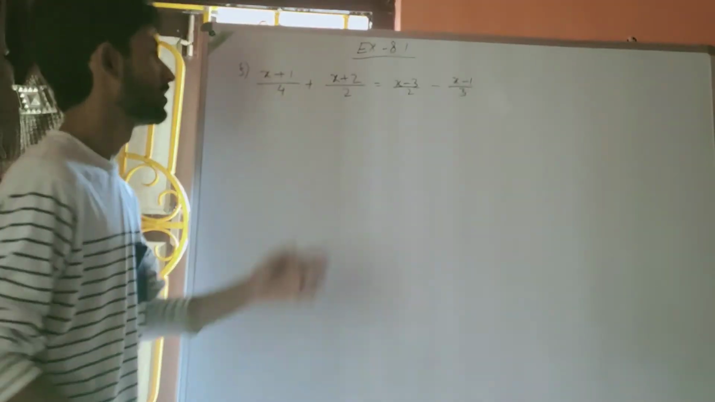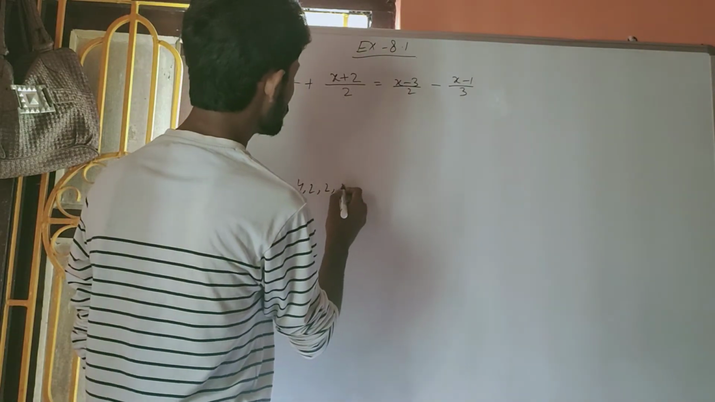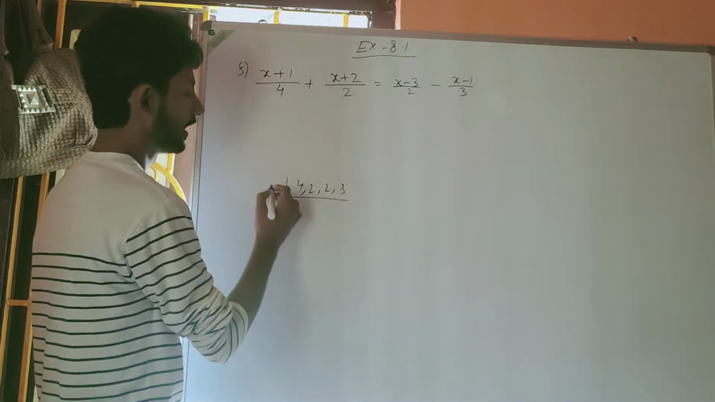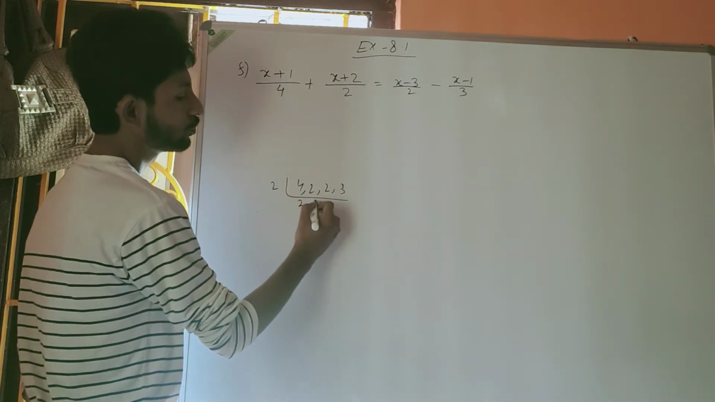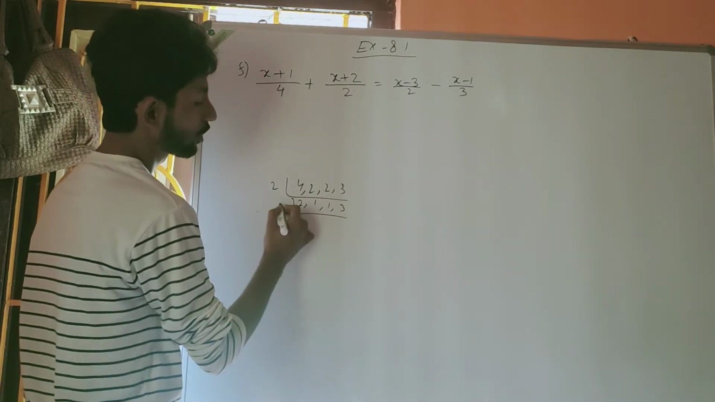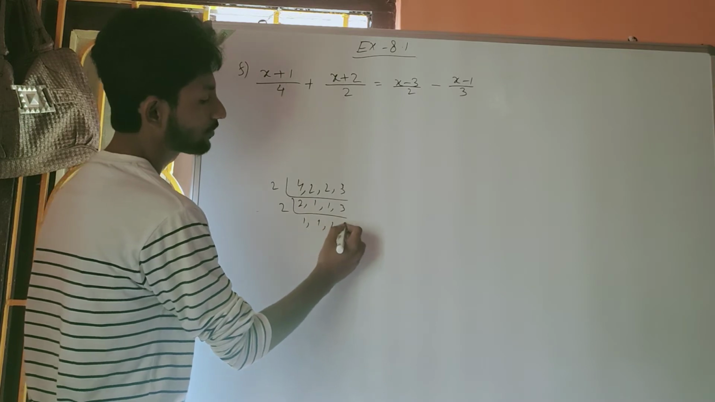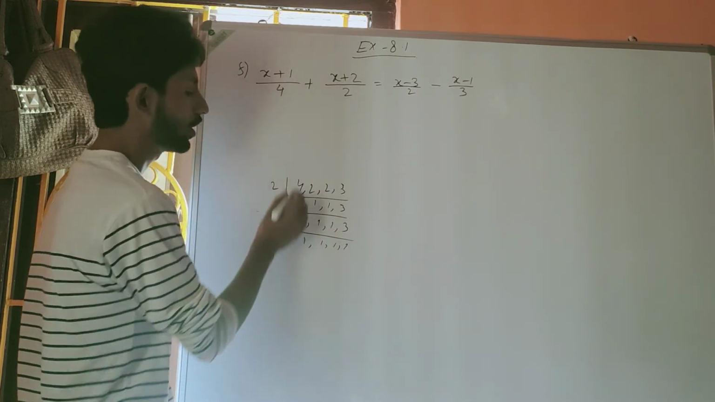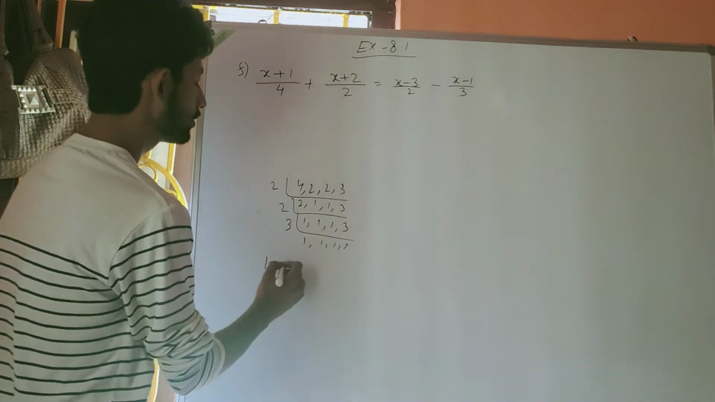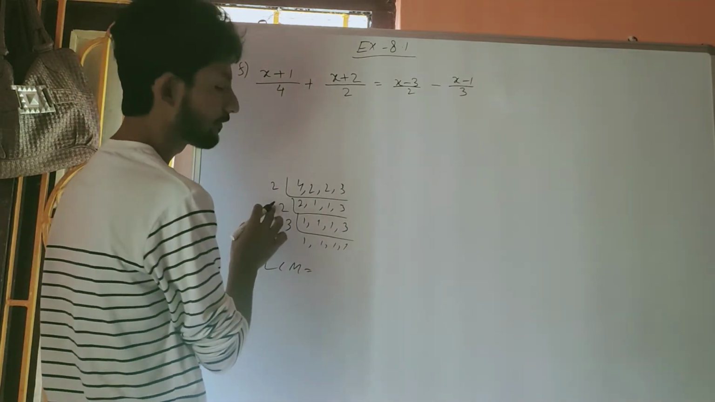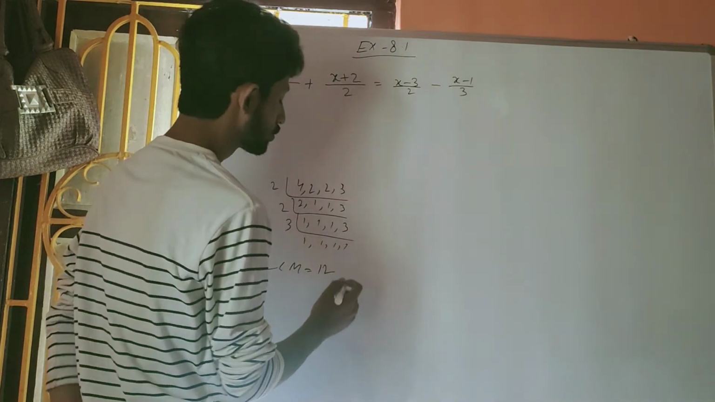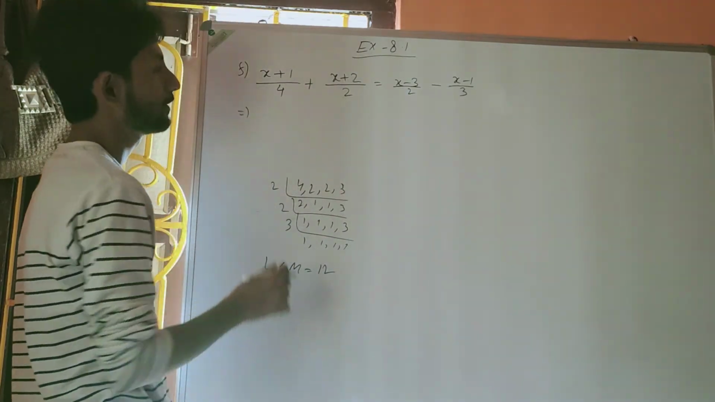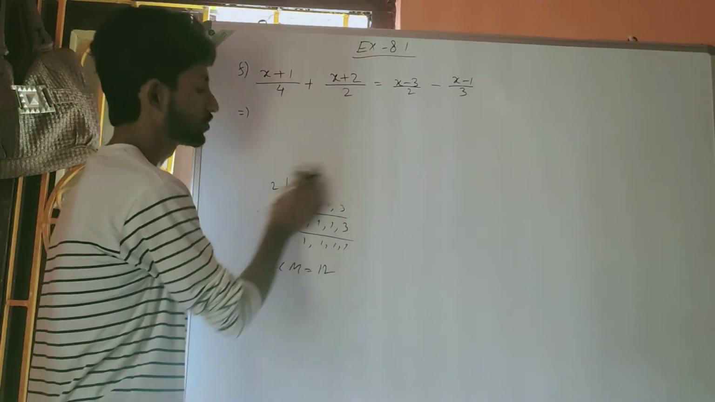Now take out the LCM of denominators. So 4, 2, 2, 3. So we have to take out 4, 2, 2, 3. In that case, it will go with 2. So 2, 1, 1, 3. So it will go with 2 again. 1, 1, 1, 3. So it will go with 3, 1, 1, 1, 1. So what will be the LCM? LCM will be 2 to the 4, 4 3s are 12. So 12, you have to multiply with 12 all the terms.